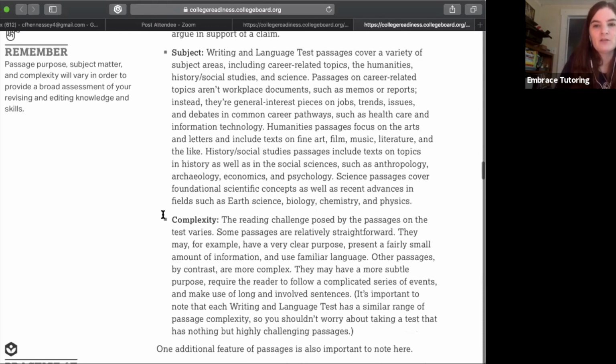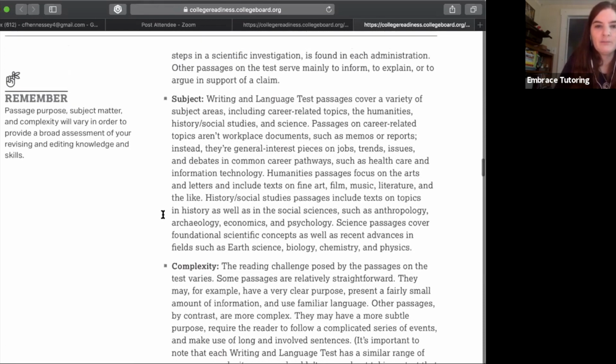So subject, in terms of the writing and language passages, a lot of the subject areas can include things like career related topics, humanities, history, social studies, science. So the only thing that really is different there than what you see on the reading test are the career related topics. But they're not going to be things that are actually used in an office, like a memo or a report. They're not workplace documents specifically.